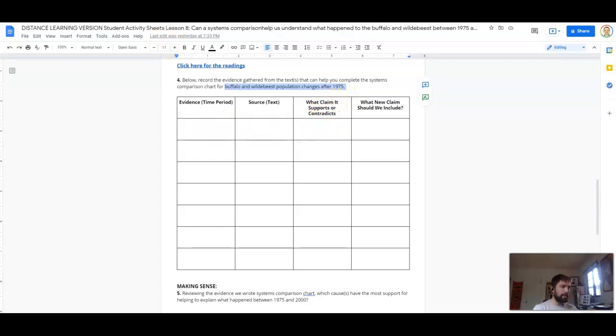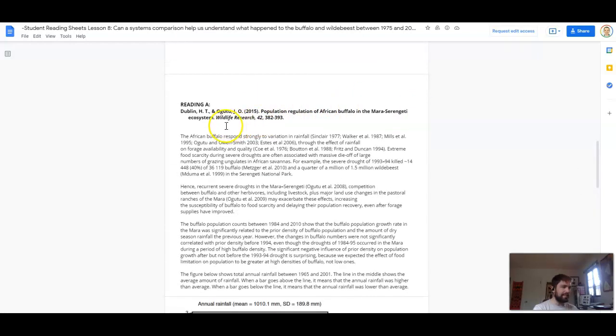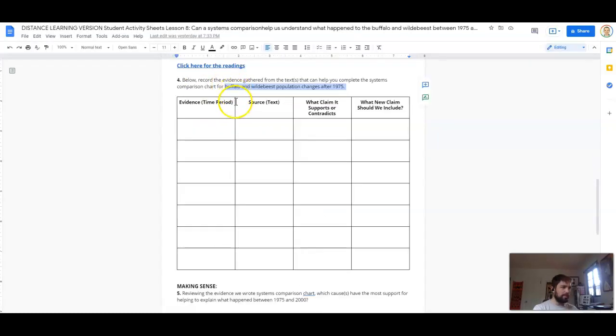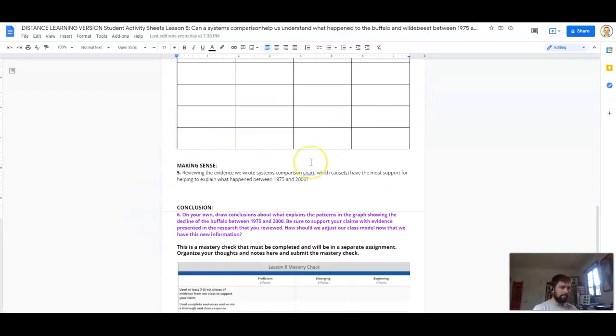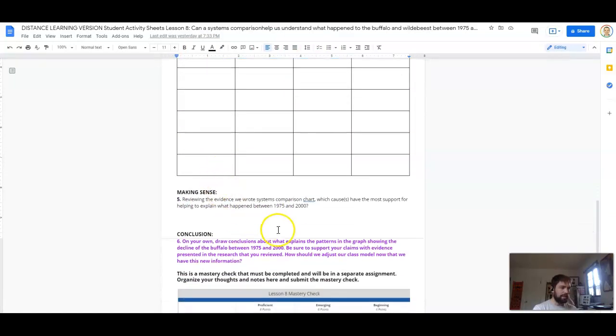For example, I'll read this and say, oh okay, this has to do with rainfall. So I would put the name of the text, the time period it's talking about, that rainfall affects the population, and then a claim: rainfall affects the population. You should be able to do this pretty quickly for the four sources here, and there are extra spaces if you want to include extra evidence. If you don't fill out every space, it's okay. Then you'll review all of the information in answer number 5.